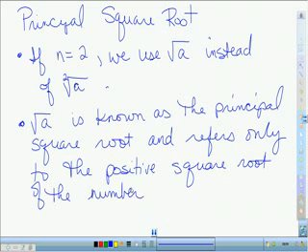So, the square root of a is known as the principal square root and refers only to the positive square root of the number. So I know you've heard the square root of 4 equals plus or minus 2. But with the principal square root, from now on, when I ask you what the square root of 4 is, you're going to say 2. The plus or minus will come back into play later on in the school year.